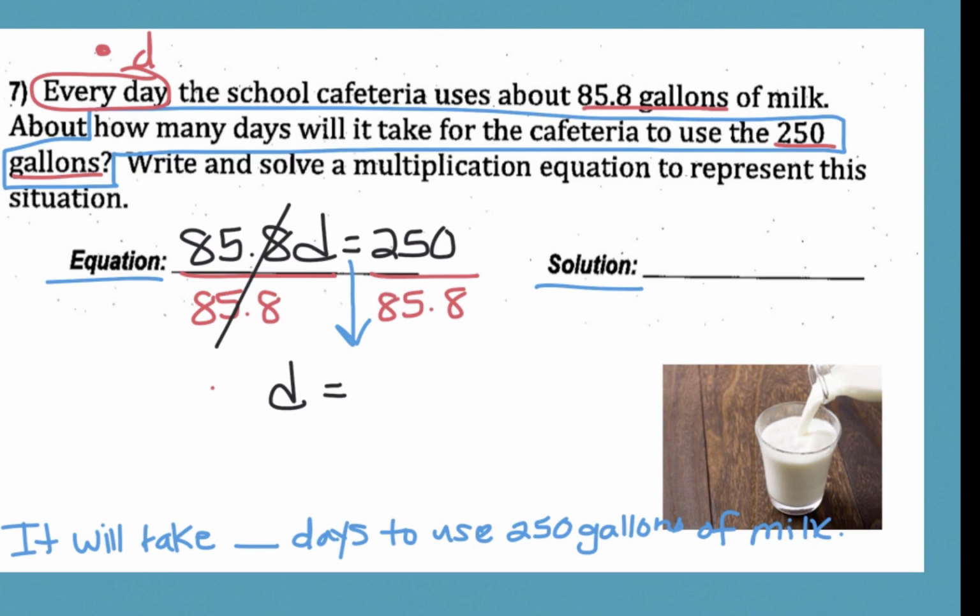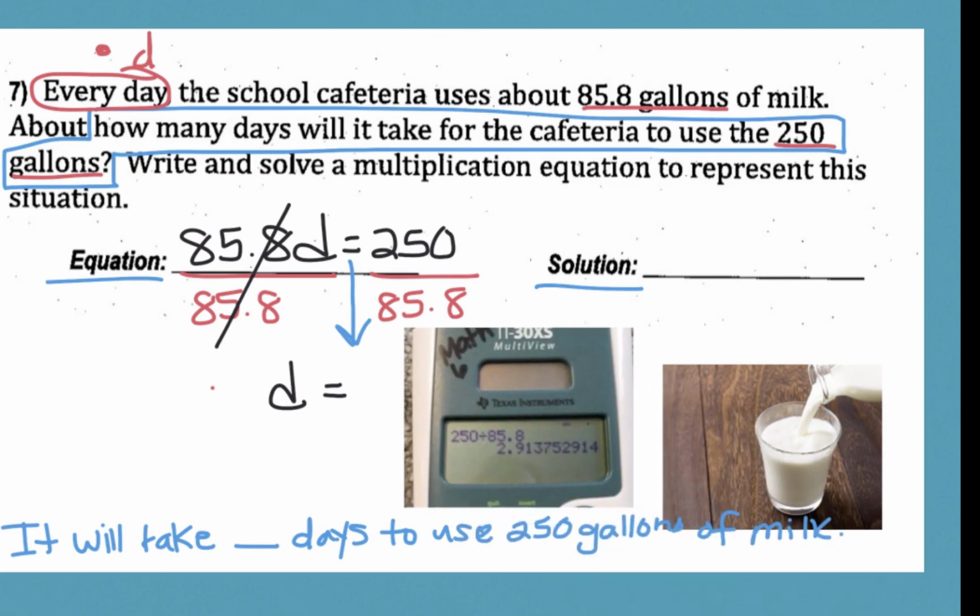Now, when I did that, I got an interesting answer. And if I go back to my problem, it actually does say about how many. And whenever the word about is there, it's referring to estimation. So when I did this on my calculator, here's what my calculator showed me: 2.9137529. And they're saying about how many days. So they're looking for us to round to the nearest whole number. So I'm going to underline the ones place and look next door. Is it 5 or higher? Yeah, it is. So I'm going to add one more.